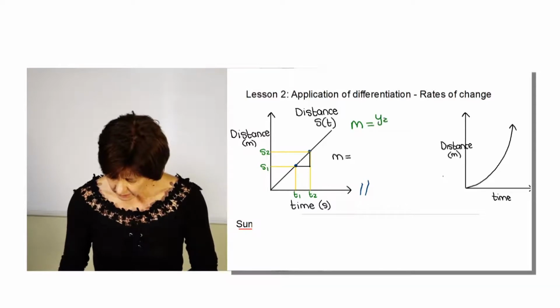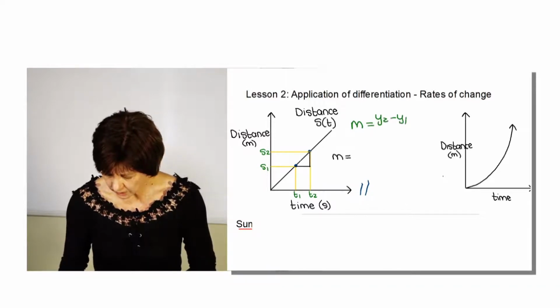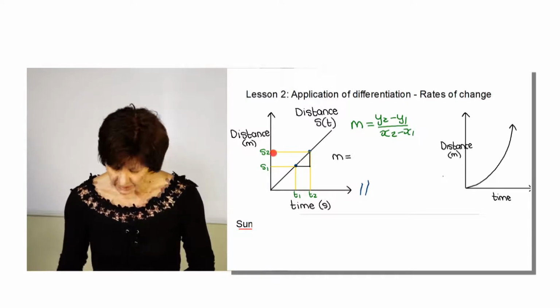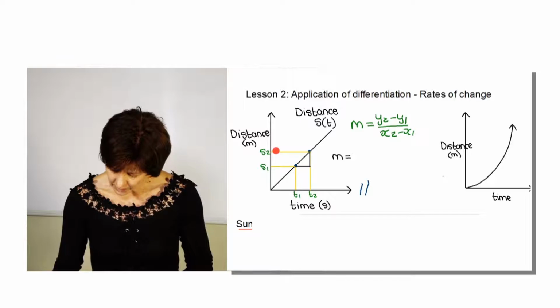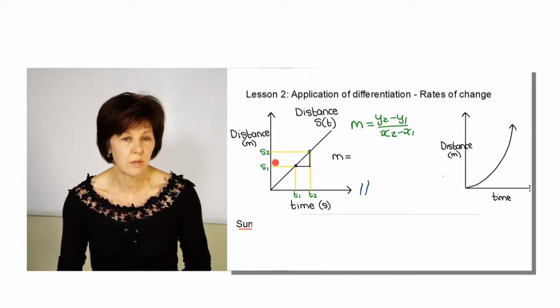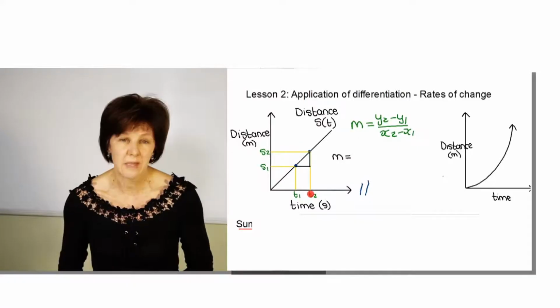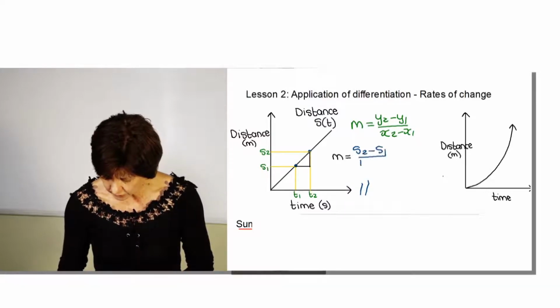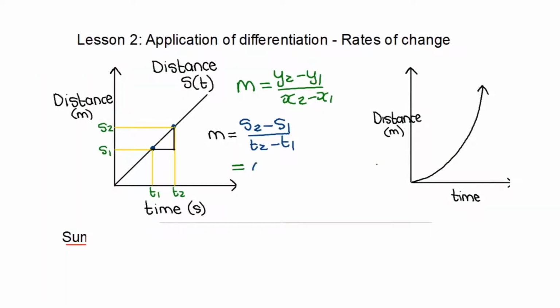Remember, the gradient between 2 points is y2 minus y1 over x2 minus x1. So if I use that same formula and apply it to what we have here, then the y2 will be a distance 2 minus the first distance, and the x values will be a time minus a time. So in other words, the gradient will be s2 minus s1 over t2 minus t1. Do you see, actually what I'll get is the difference in distance over the difference in time.